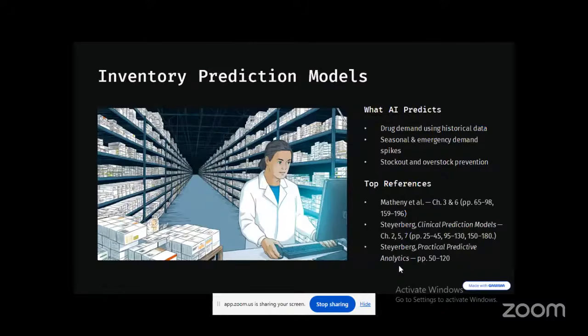Next, the inventory prediction model. Before any climatic changes or seasonal diseases occur, it predicts drug demand based on usage and historical data. It is going to maintain the stock and prevent wastage from overstock. In this way the inventory prediction model can be applied, and it is available in 3 textbooks: AI in Healthcare by Mathni, chapters 3 and 6; the Clinical Prediction Model textbook by Steyerberg, chapters 5 and 7; and Practical Predictive Analytics Development, also by Steyerberg.